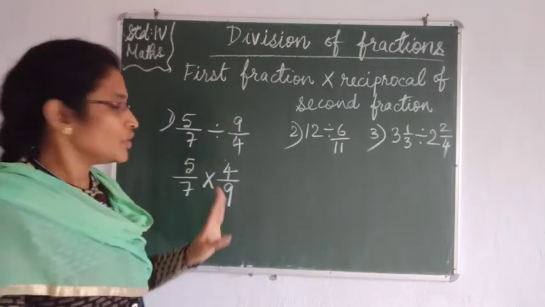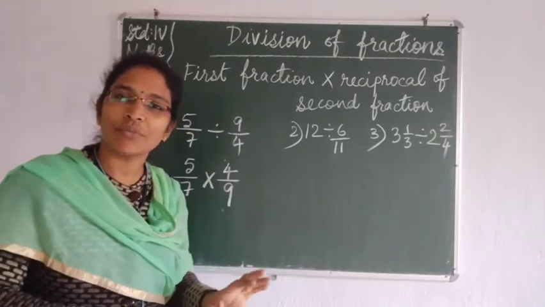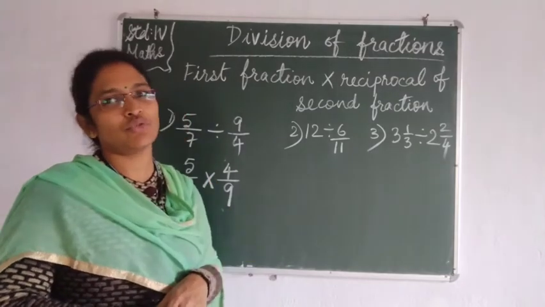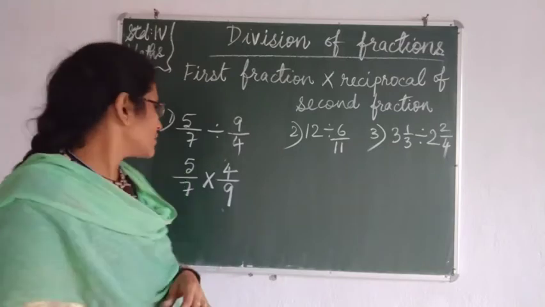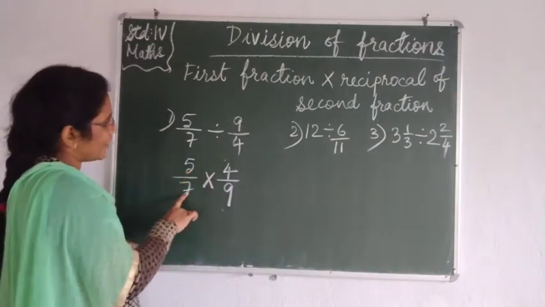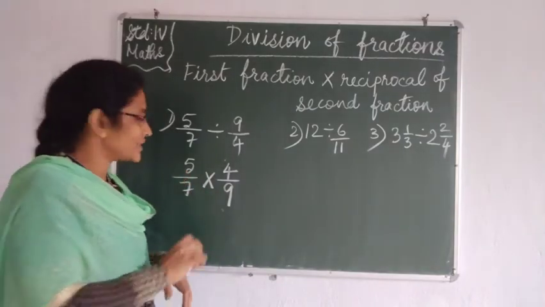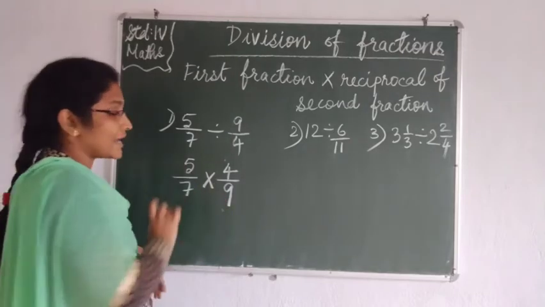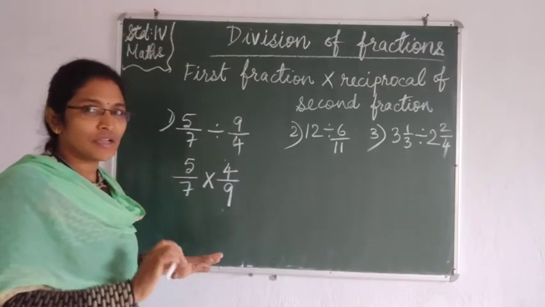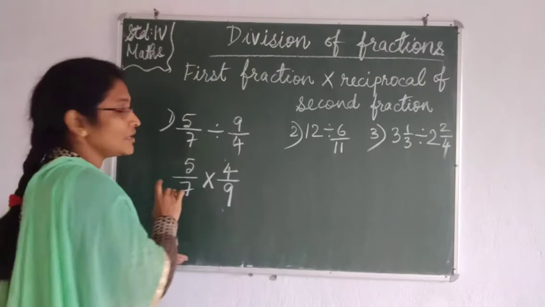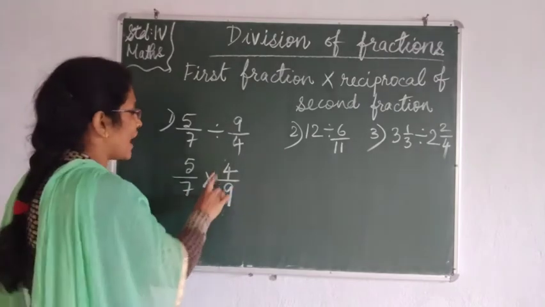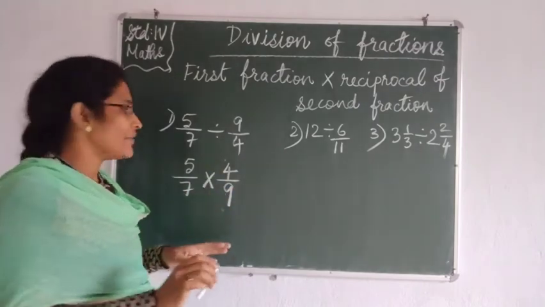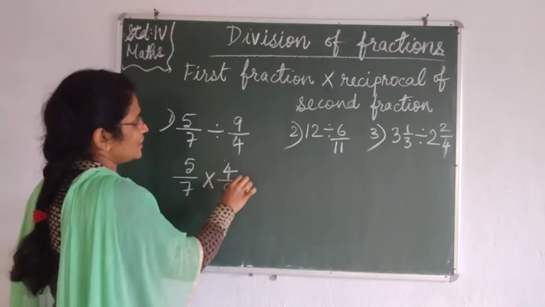Okay, now what to do? How do we do the multiplication process? In the same way we have to continue the process. Now 5 and 7, do they have any common factors? No. 5 and 9, do they have any common factors? No. 4 and 7, they don't have any common factors, and 4 and 9, they do not have any common factors. Then what to do?